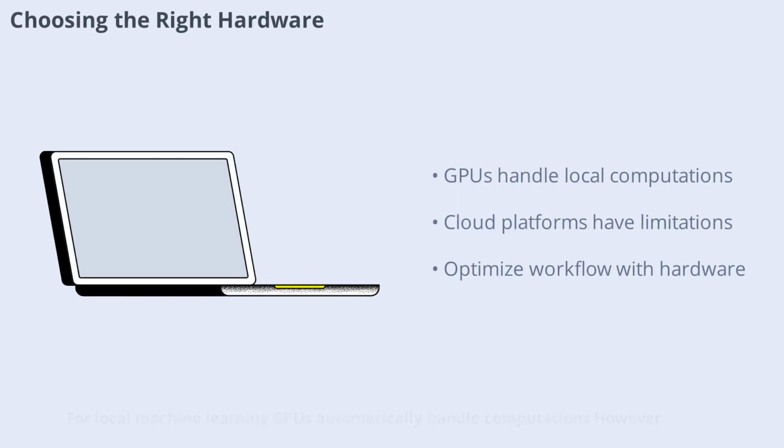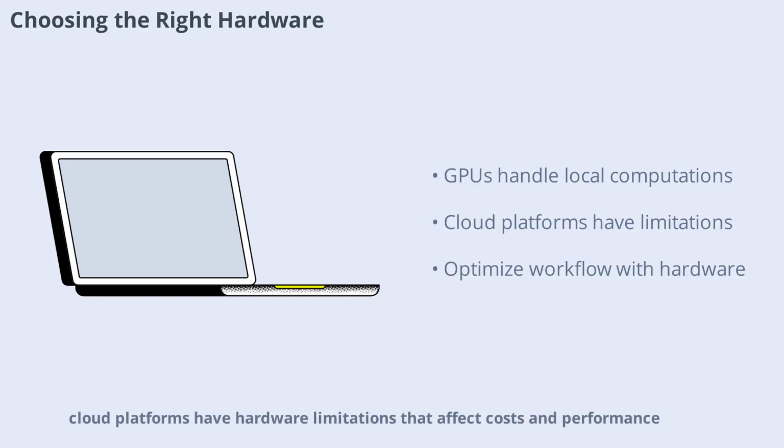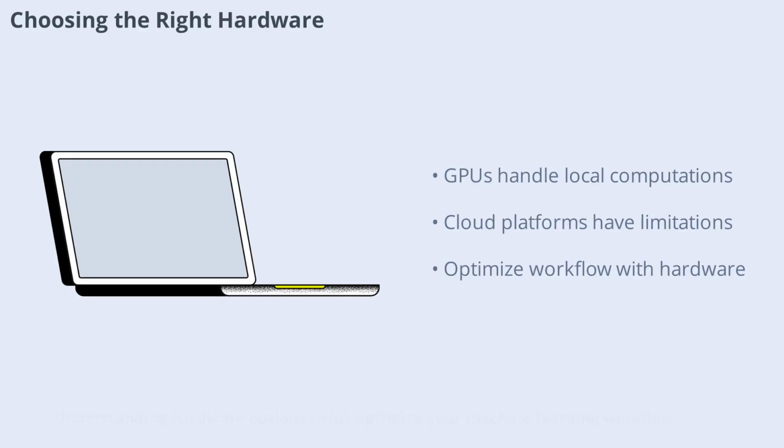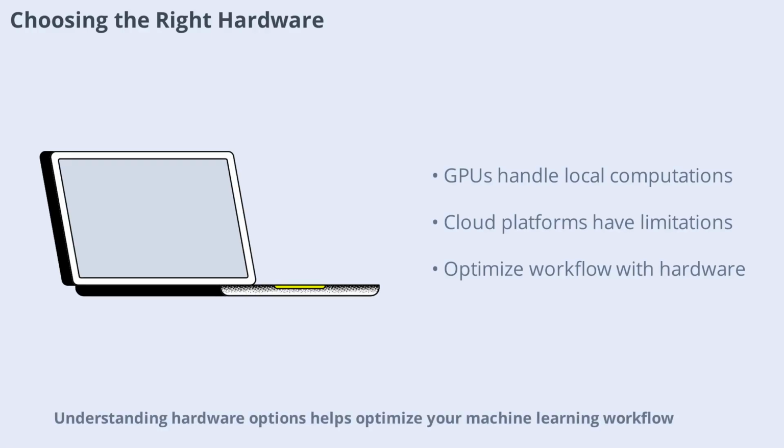For local machine learning, GPUs automatically handle computations. However, cloud platforms have hardware limitations that affect costs and performance. If your model requires intensive training, GPUs or TPUs are better choices. Simpler models can run efficiently on CPUs. Understanding hardware options helps optimize your machine learning workflow.